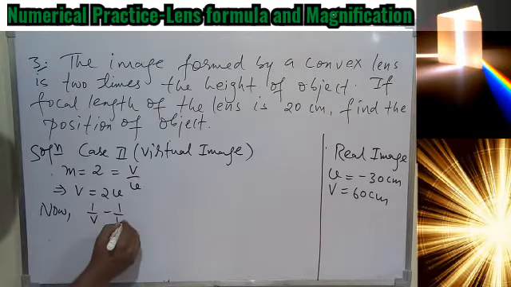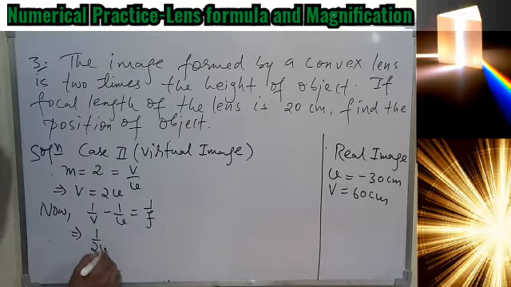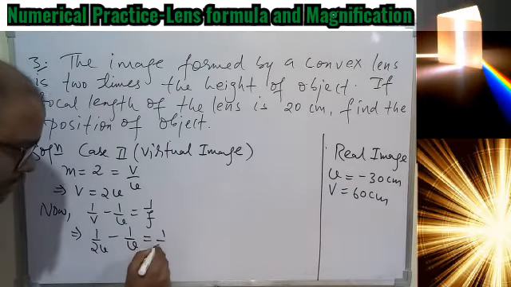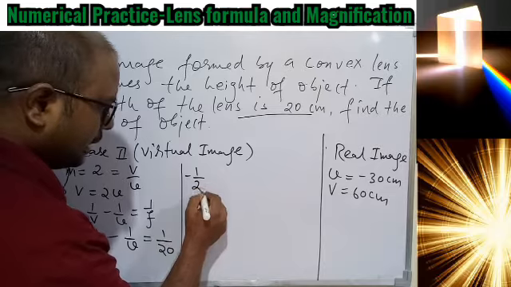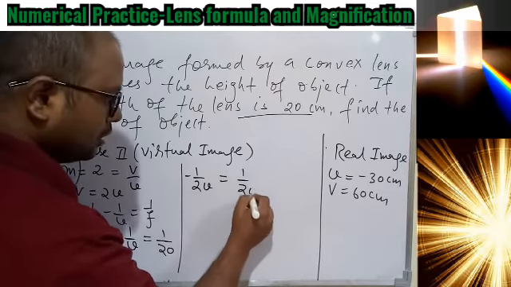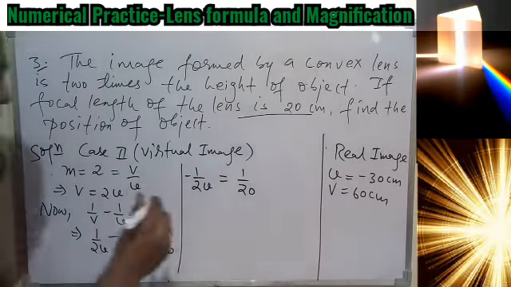1 by v minus 1 by u is 1 by f, and v will be 2 times u according to this equation, so 1 by 2u minus 1 by u, and the focal length is 20, which is given to us, so don't forget it. Solve it. So this will become 1 by 2 minus 1, that is nothing but minus 1 by 2. If we take 1 by u common, that will become 1 by 2 minus 1, so 1 by 2 minus 1 will be minus 1 by 2 only. So I am writing it directly here.